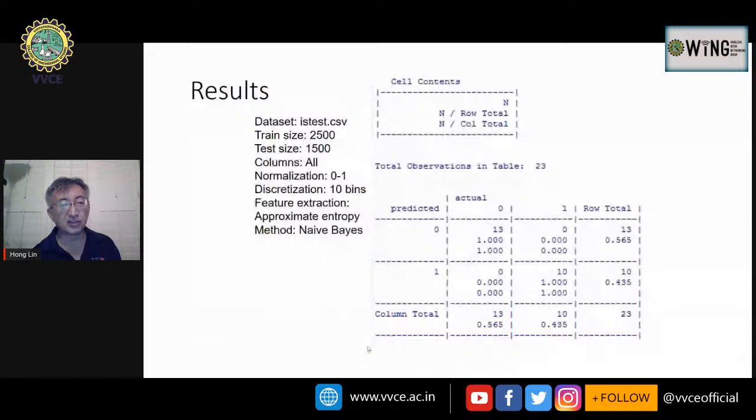Basically, we use the same technology, the same feature extraction, the same methods. But we add standard discretization as well. We discretize the data using 10 bins, because we are using the naive Bayes algorithm, and naive Bayes works on discrete data, so we have to do the discretization. The result is pretty good: you can see the accuracy is 100% for this particular case.